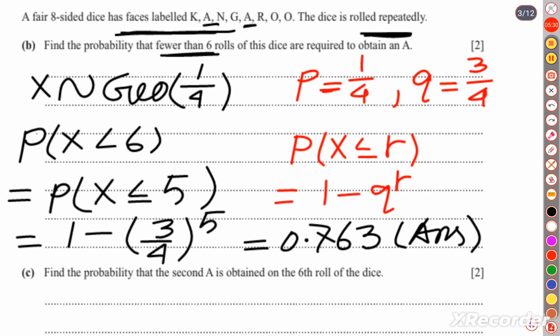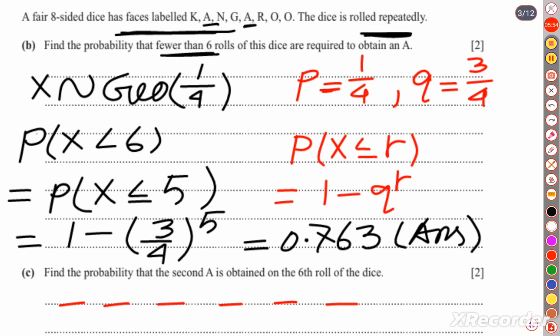Let's read the immediate next question. It says: find the probability that the second A is obtained on the sixth roll. So this is a little bit different actually. There are a total of six rolls: 1, 2, 3, 4, 5, 6.